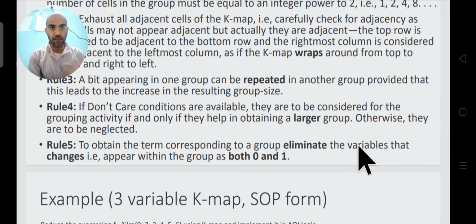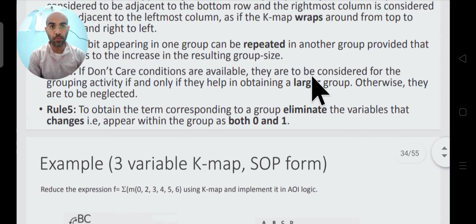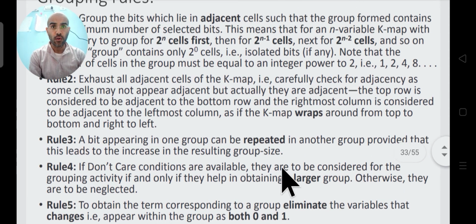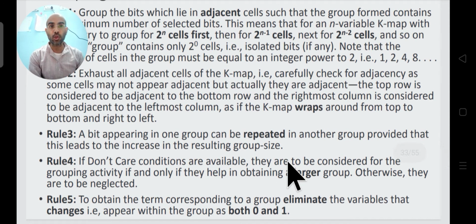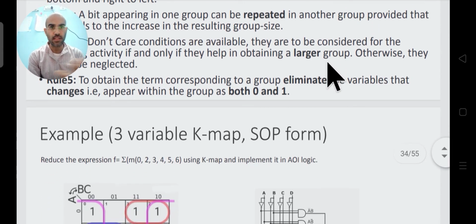And still, I have tried to explain it as much as possible, but if you still have any problem with this, then you can ask me in the doubt class as well. So these are the rules to form the groups. And once you have formed the groups and obtained the term corresponding to each group, then you have to just sum them up, okay, if it is an SOP expression.